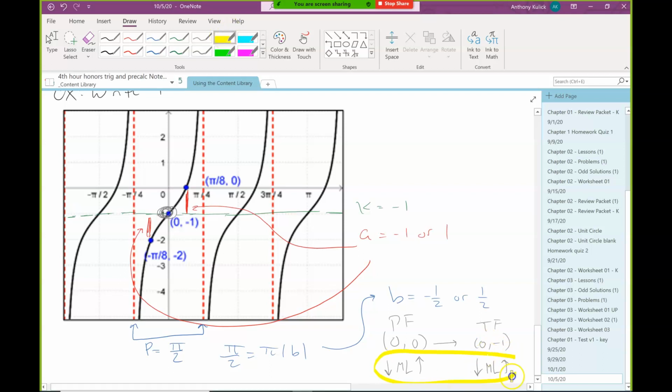What does this information tell me? That a needs to be positive, just like it does for sine, right? This is basically the same comparison that we make when we look at the sine graphs, is we look at whether it goes maximum, midline, minimum, or if it goes minimum, midline, maximum. It's the same idea, except we're looking at whether the graph is pointing up, midline, down, or down, midline, up.